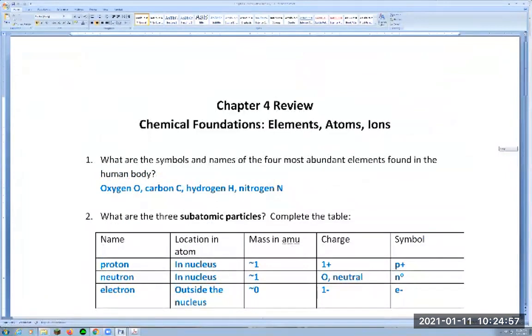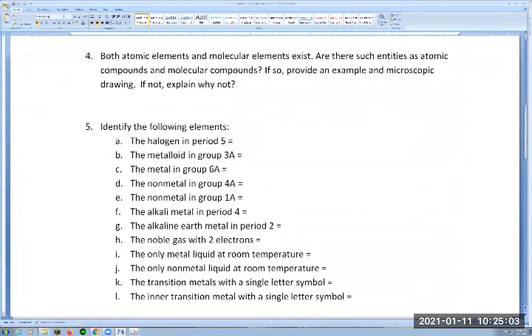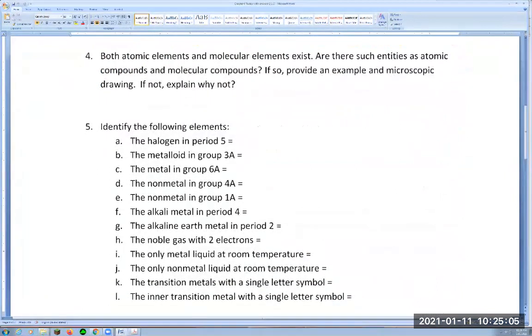So we will continue our chapter 4 review, and we have arrived at question 4. Question 4 is asking, both atomic elements and molecular elements exist. Are there such entities as atomic compound and molecular compound? If so, provide an example and microscopic drawing. If not, explain why not.